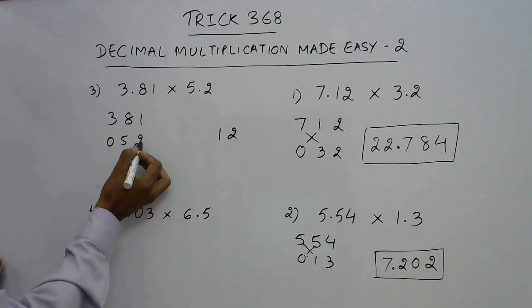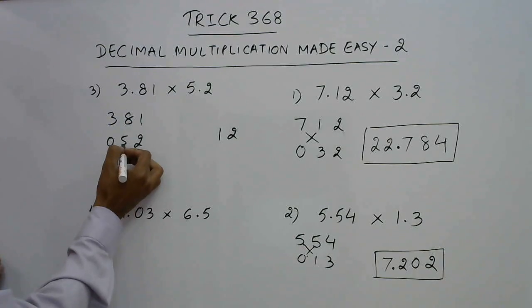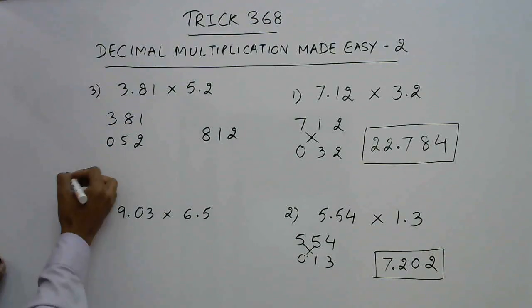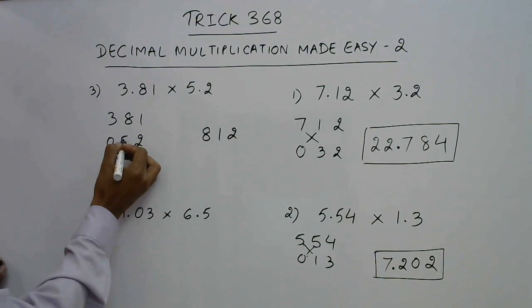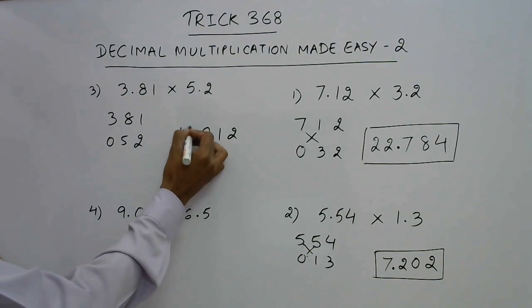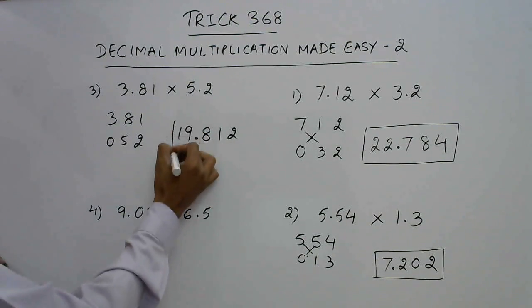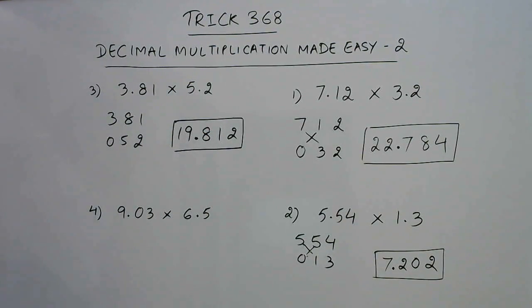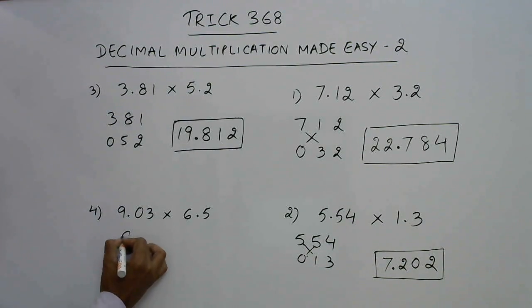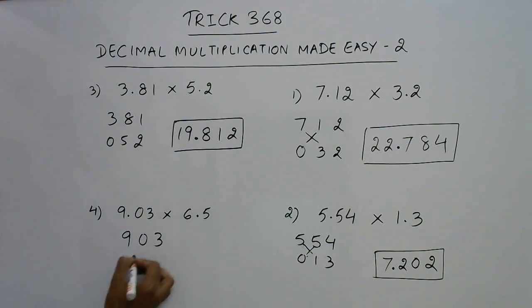So 6 plus 2, 8 and 40, 48, 8, 4 carry. So 15 plus 4, 19, and we have a decimal. So 19.8. 812 is the required product. And the final one, here we have 903 and 65.